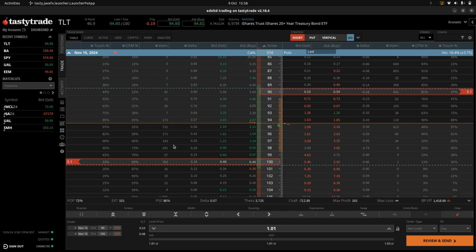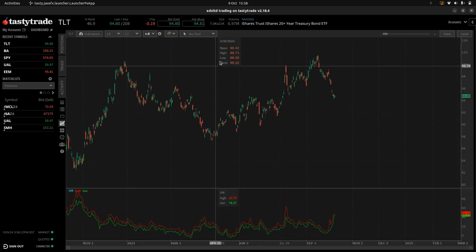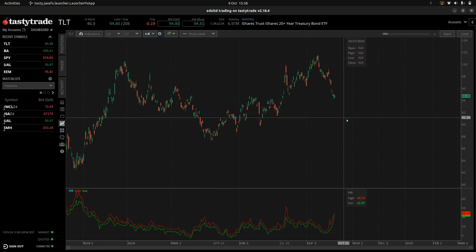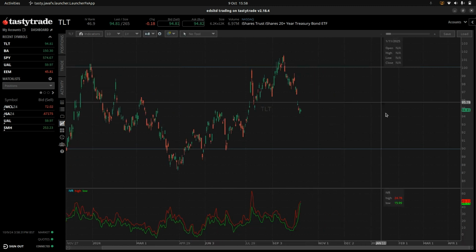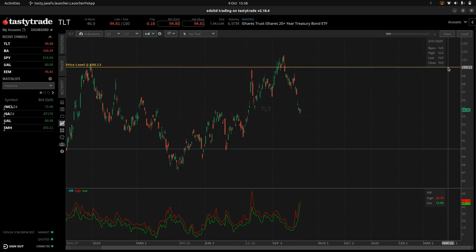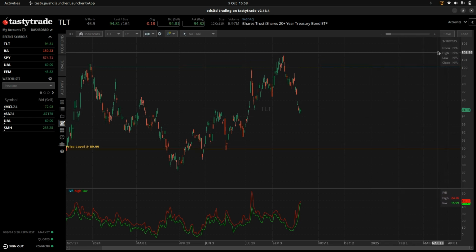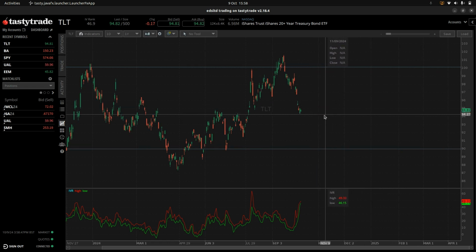And if we just visualize this on the graph for TLT, we'd be plotting price levels at 90 and 100, because that's where our short strikes are. So we've got 90 here and 100 up here. So this is essentially what the position would look like. Price is currently at 94.81. We've got our call contract up here at 100, and we've got our put contract down there at 90. So we've essentially created a range for ourselves.